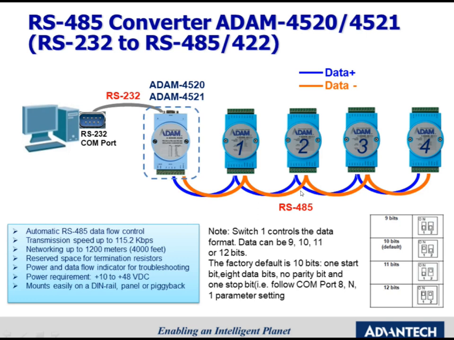There's a DIP switch on the Advantech 4520 PCB. We can open the module case to set different data format and baud rate by using the switch. In the default setting, the data format is N81, which means no parity bit, eight data bits, and one stop bit.